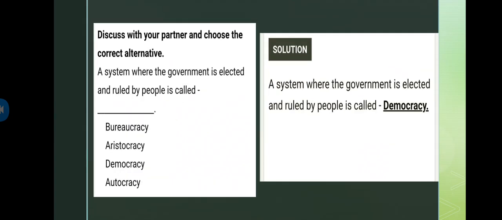Now, after that, let's start with another activity. A system where the government is selected and ruled by people is called. There are four options: bureaucracy, aristocracy, democracy, or autocracy. So, which government is there in our country? That is democracy, right? We follow democracy in our country, which is elected by the people and even run by the people. So that's what the answer will be: democracy.